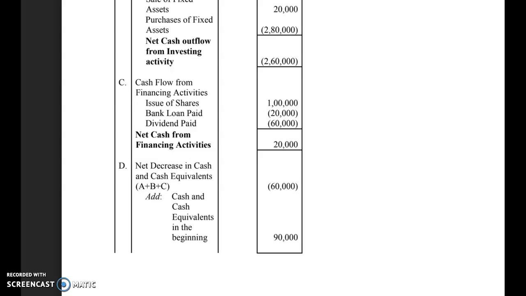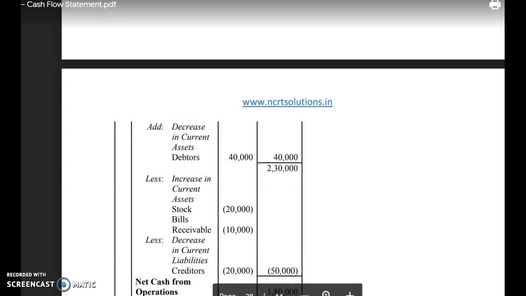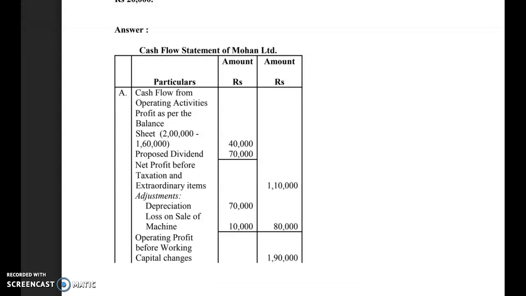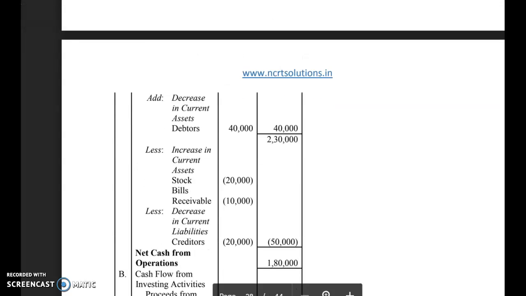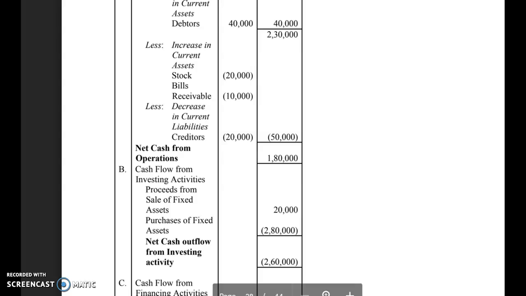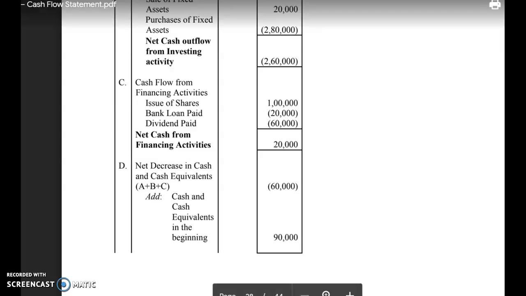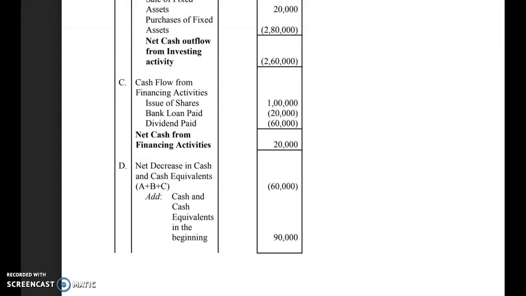So the net effect of these three items is 20,000. Now we will have the mutual adjustment of all three major items which we did. See here, the cash flow from operating activities is 1,80,000 after making all the adjustments. Then cash flow from investing activities is minus 2,60,000. Cash flow from operations 1,80,000 is plus. Cash flow from investing activities, which is an outflow, 2,60,000 is minus. Then, as we calculated, cash from financing activities 20,000 is plus.